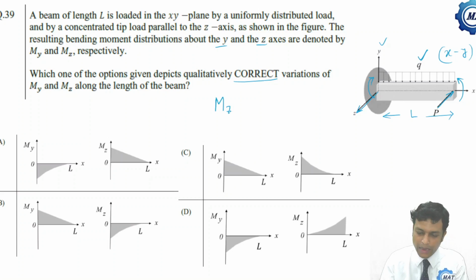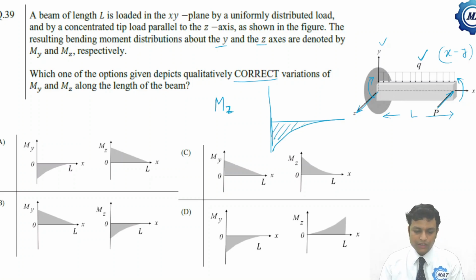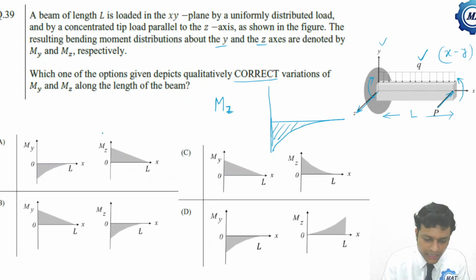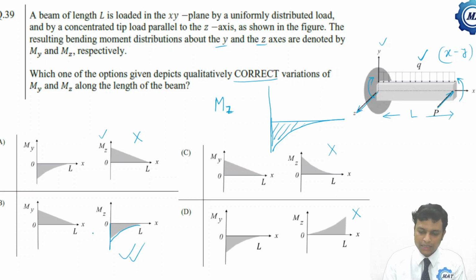So the variation of Mz, this is a uniformly distributed load, we know that the distribution will be negative at the fixed end and parabolically distributed like this. So Mz distribution is like this. Now let us check. The second option for Mz is not correct. This is not a positive bending moment, so this is incorrect. This is obviously incorrect because that will be maximum at the fixed end. So this option is the correct one. So only Mz is correct, so we do not check this.